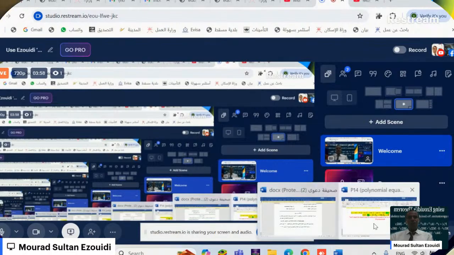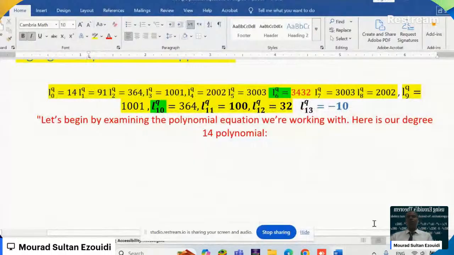Here we can see the coefficients of our original 14th degree polynomial equation. L0 is equal to 14, L1 is 91, L2 is equal to 364, L3 is equal to 1001, L4 is equal to 2002, L5 is equal to 3003, L6 is equal to 3432, L7 is 3003, L8 is going to be equal to 2002, L9 is going to be equal to 1001, L10 is going to be equal to 364, and L11 is going to be 100, L12 is going to be 32, and L13 is equal to negative 10. Let's begin by examining the polynomial equation we are working with.